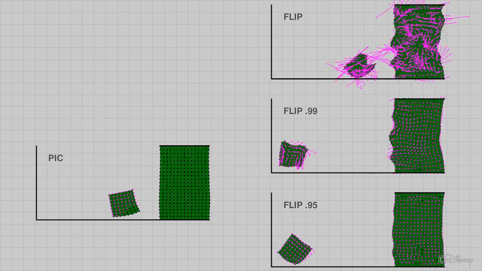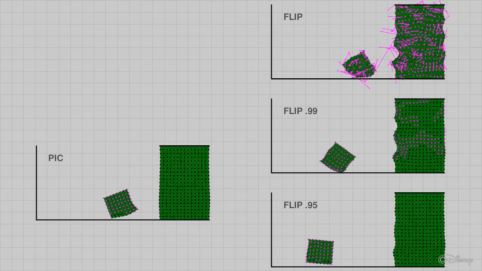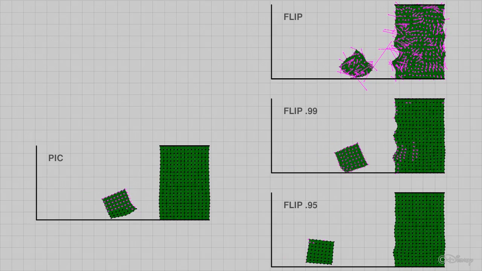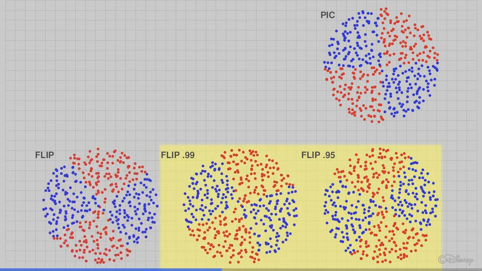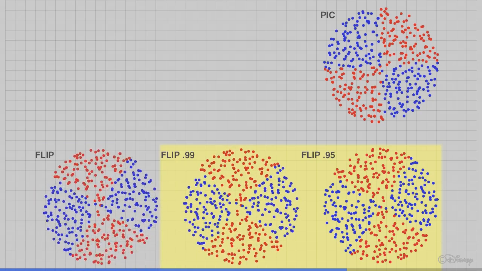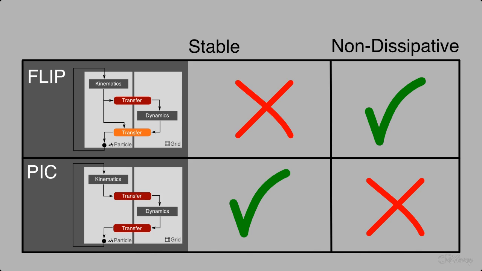PIC and FLIP are often mixed to get the best of both worlds. This works to some extent. Even so, in this rotational example, while FLIP preserves rotation, any amount of FLIP mixture decimates the rotation. Thus, we are left with a trade-off between stability and low dissipation. Our method seeks to remove this trade-off.